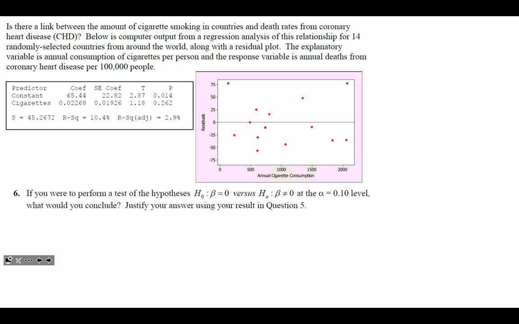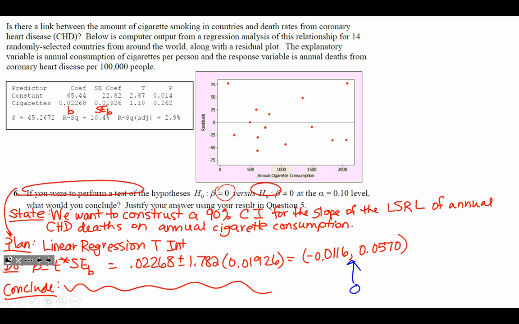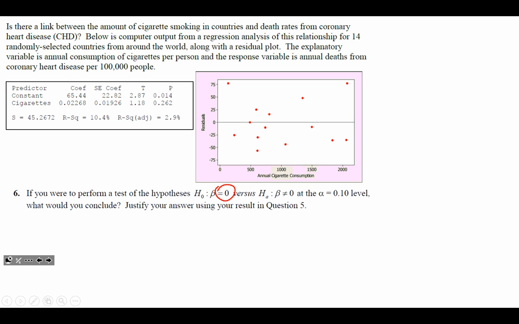So the value we're looking at is 0. And so we want to go back to our confidence interval and say, does 0 fit in there? And yes, it is in there. Okay, 0 is in there, so we would fail to reject. So if you go back and look at the practice answers from Schoology, it says since the 90% confidence interval contains the null value of 0, we cannot reject the null, which obviously is the same thing as saying we fail to reject the null at the alpha 0.10 level. So they go on to say we do not have convincing evidence that the slope of the population regression line relating annual cigarette consumption per person to annual deaths from CHD per 100,000 people is different from 0.